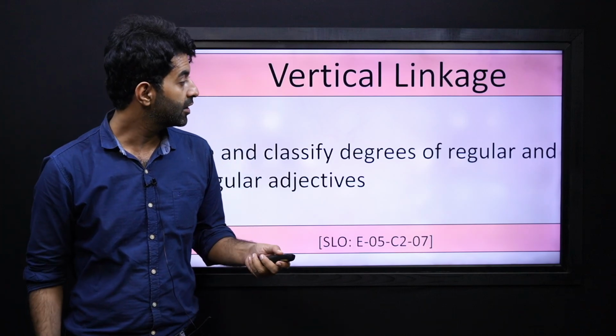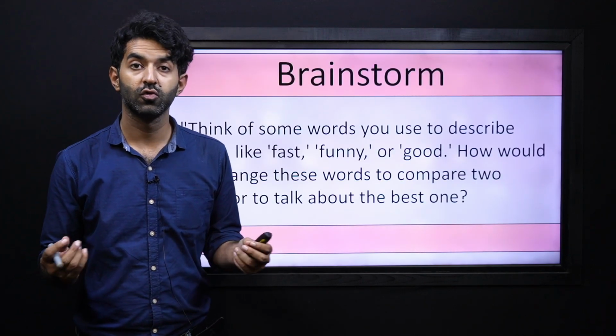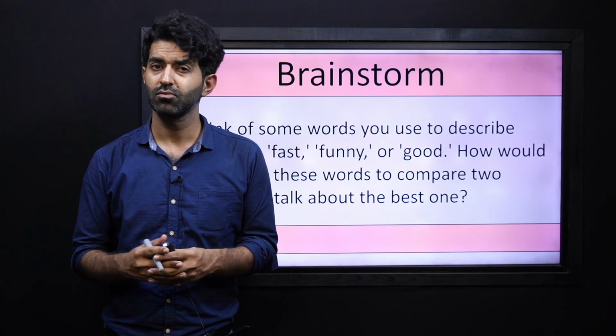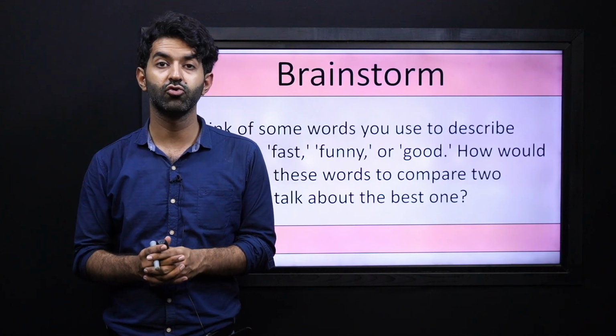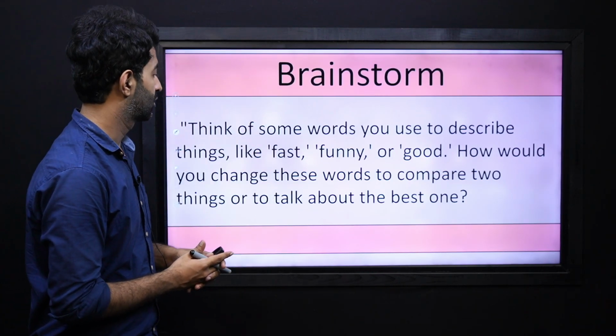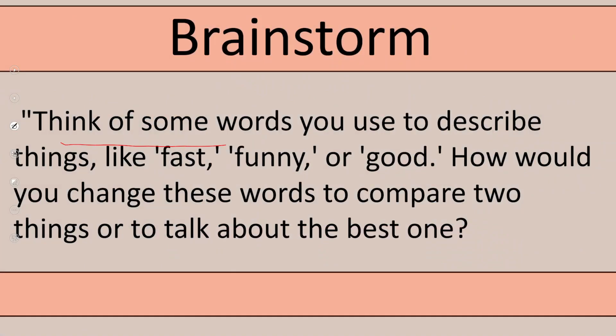Here is your vertical linkage, and moving on to our usual brainstorming session, you have to fasten your seat belts, get ready for this interesting brainstorming session, and be very much attentive. Now, think of some words you use to describe things like fast, funny, or good. Now, we are describing them. They are our adjectives, right? Now, if we are comparing two things together and seeing which one is more fast or more funny or even more good, so how do we do it?